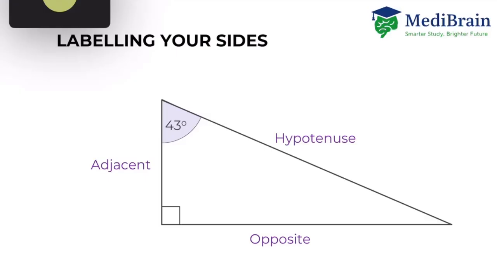So first of all, when we're looking at trigonometry, the first step to any question is labeling your sides. Now how do you label sides? Well, basically there are 3 sides that you need to be aware of, and that is the hypotenuse, the adjacent, and the opposite.